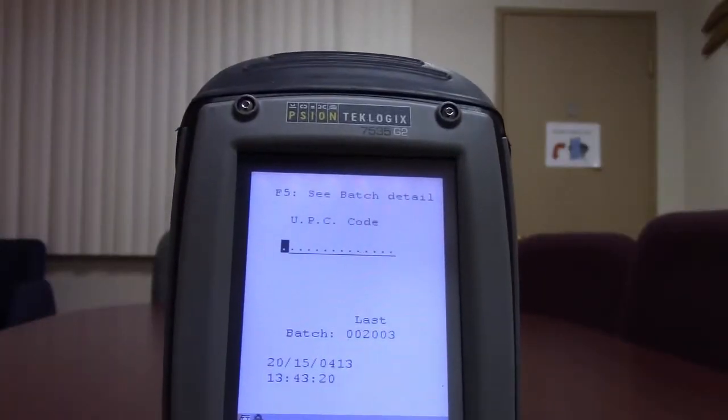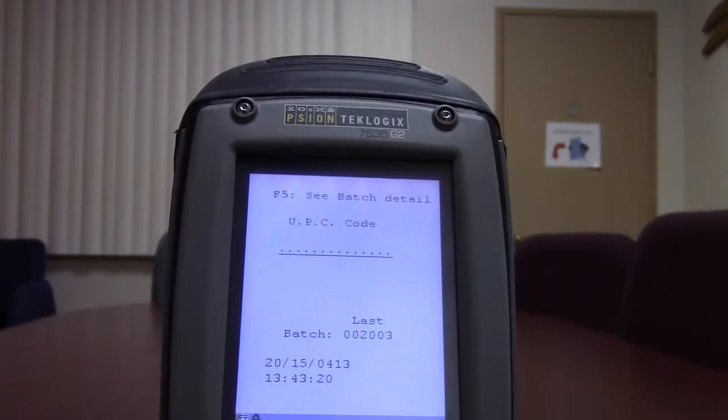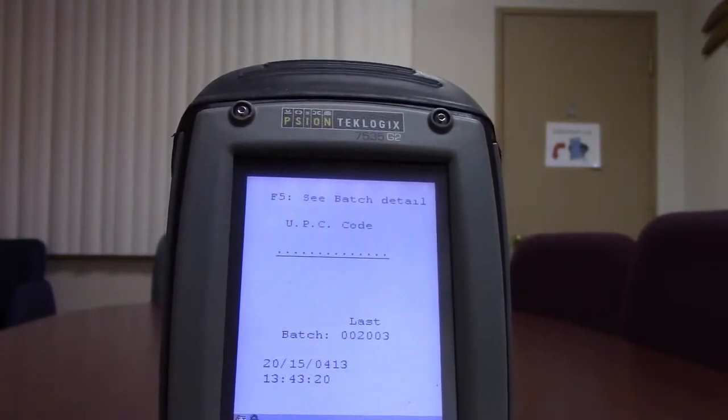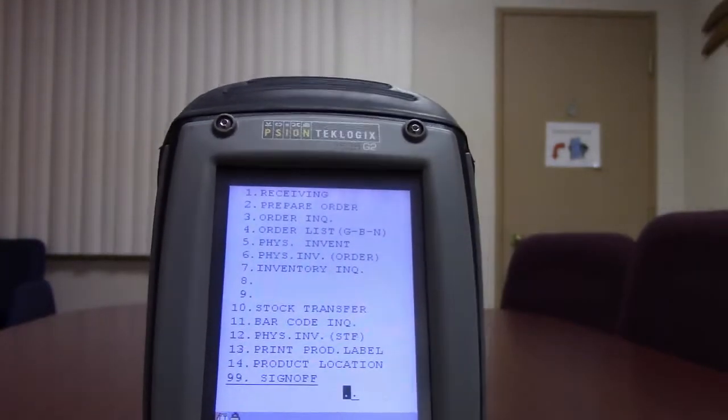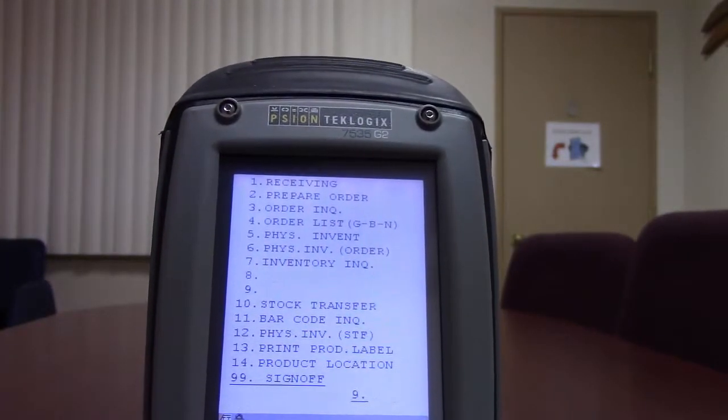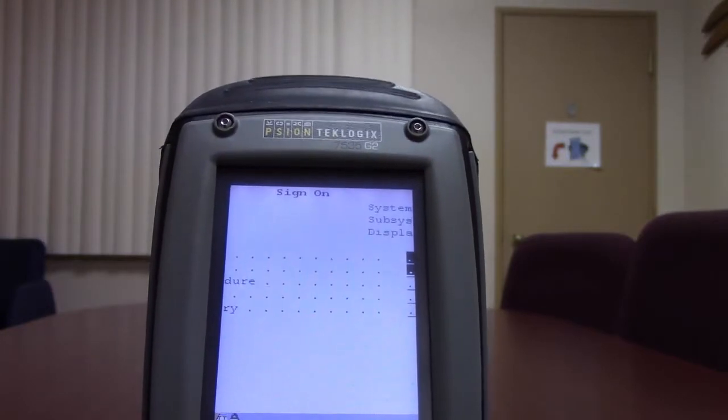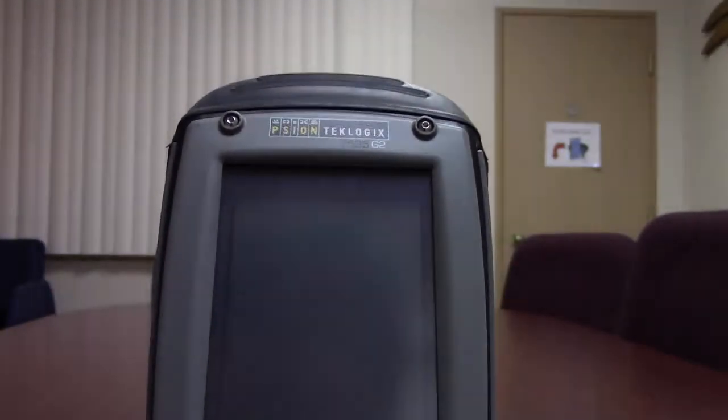At the end of the day, you have to close your handle. To do so, you have to close all your batches, then you press F1, and then to sign off, you just have to enter 99 and press enter. Then you just have to press off to close your handle.